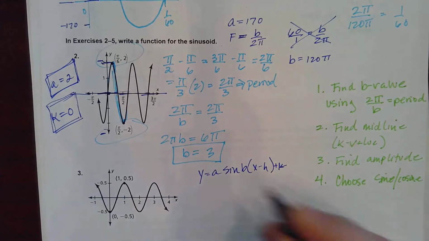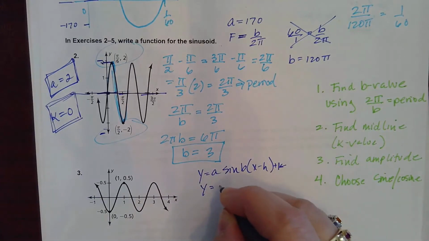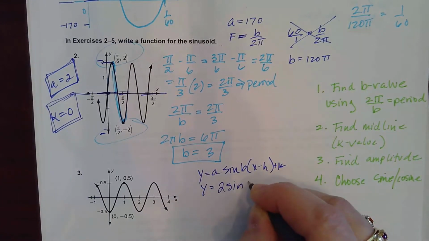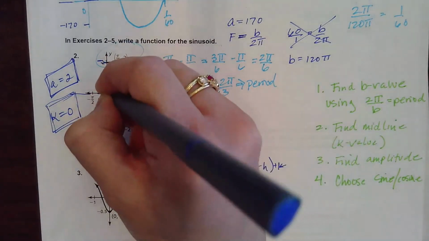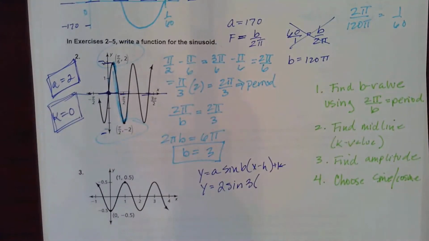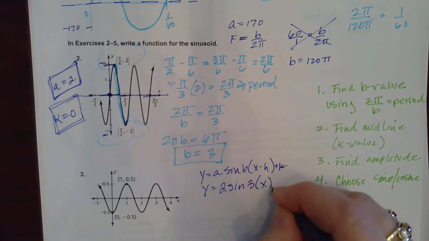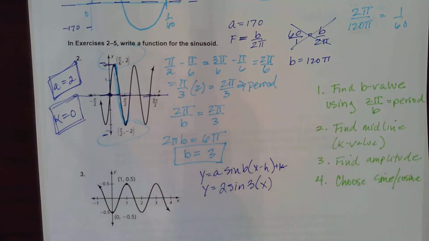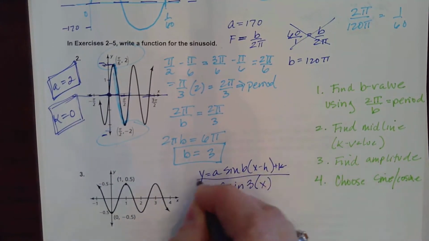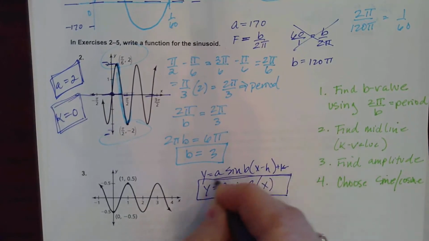I'm going to plug in everything I know. So I'm going to plug in 2 for a. I'm going to plug in 3 for b. Since it starts right here at the origin, I did not shift it left or right, which means there is no h value and there is no k value. So this would be my equation to represent that graph.